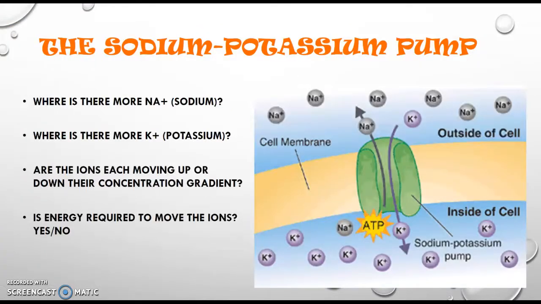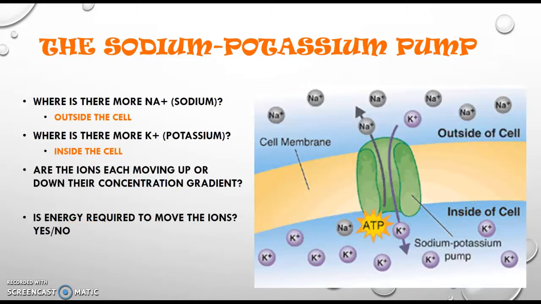So here's an example of the sodium-potassium pump. You can see the diagram there. Notice where there is more sodium and less sodium. Notice also where there is more potassium and less potassium. So where is there more sodium? Well, we see a lot of sodium here, and we see that it is on the outside of the cell. Where is there more potassium? We see that that is on the inside of the cell.